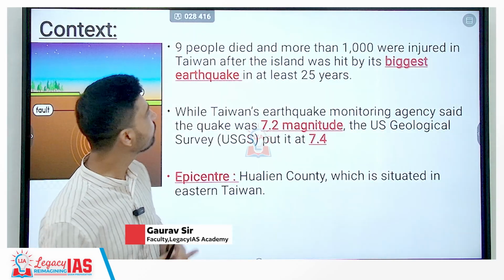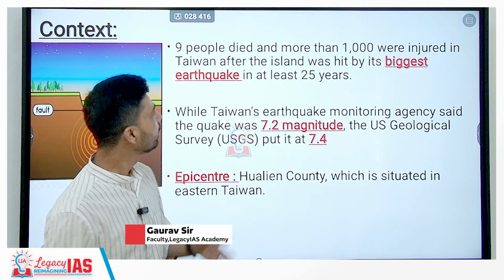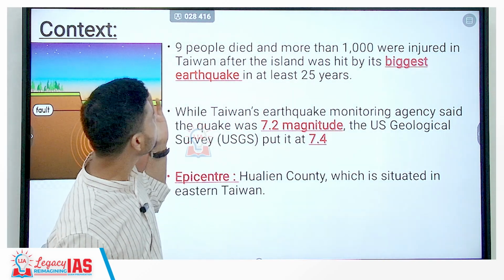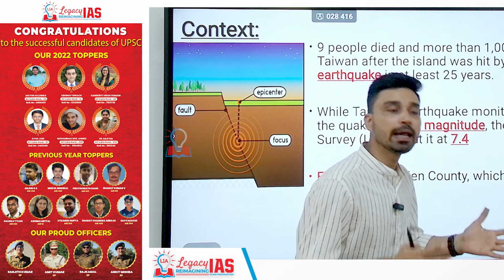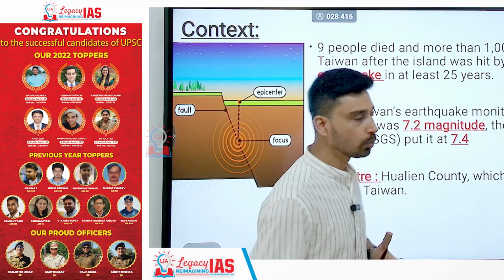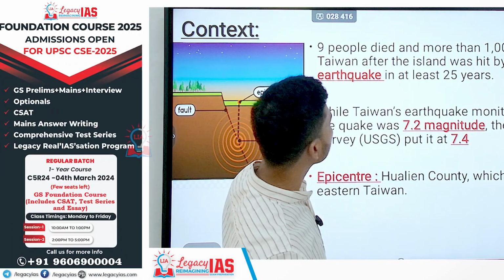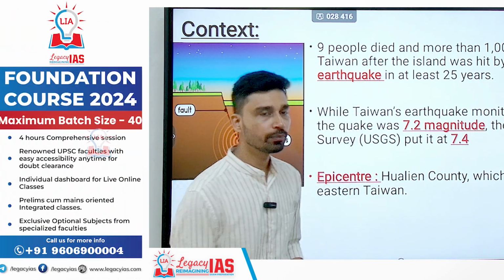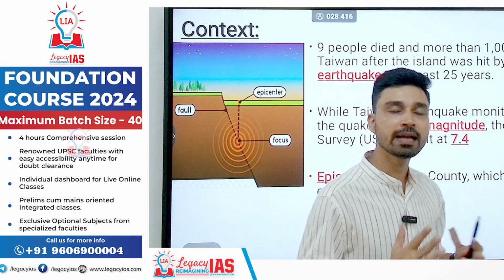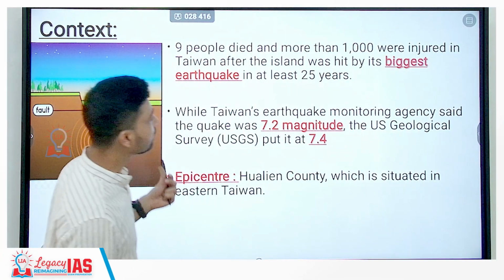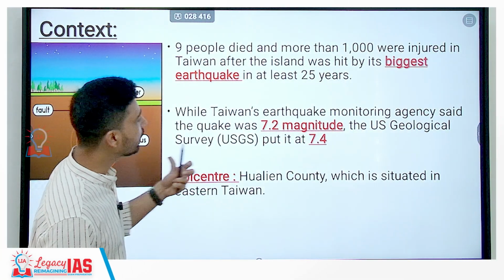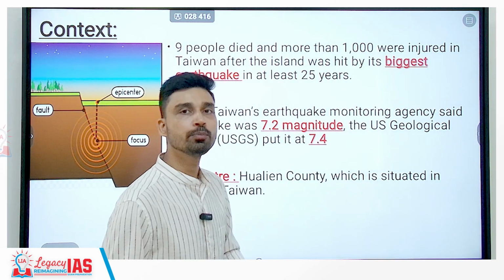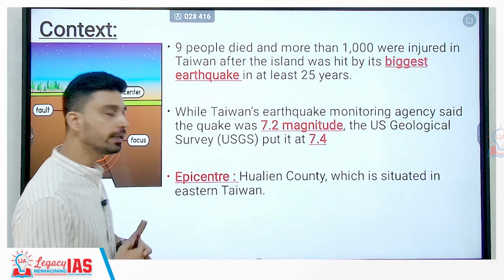First of all, to give you the background of this issue, as we refer to the news article, we see that 9 people have died and more than 1,000 people were injured in Taiwan after the island was hit by its biggest earthquake in at least the last 25 years. While Taiwan's earthquake monitoring agency said the earthquake was 7.2 magnitude, the US Geological Survey, or USGS, put it at 7.4 on the Richter scale.